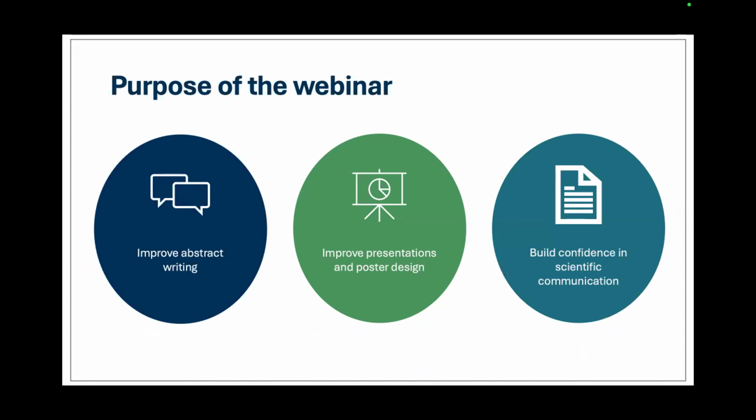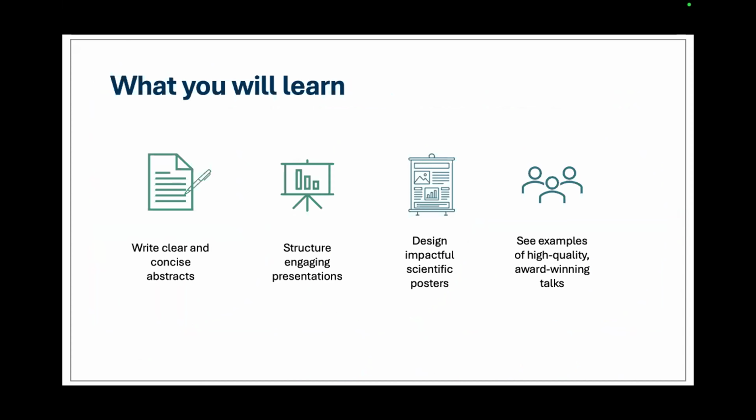Today, we're going to focus on three main things. Firstly, improving abstract writing. Secondly, improving presentations and poster design. And third, just building confidence in scientific communication overall. Today I'm going to walk through how to write clear and concise abstracts and a little bit about structuring engaging presentations. Then we have Joe and Gracie who are going to give us their talks, which they won awards for at last year's conference. And then John is going to talk us through how to design impactful scientific posters.